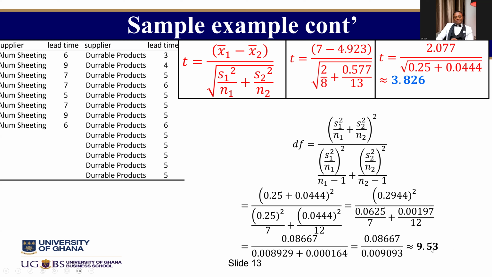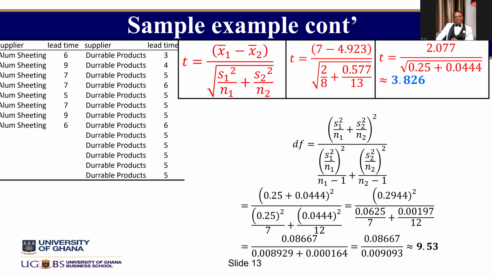9.53, which is approximately 10 or approximately 9, depending on where you're coming from. Okay. And it's approximately 10, but somebody can say it's approximately 9. And you will see why I am trying to round it up. You see that very soon.